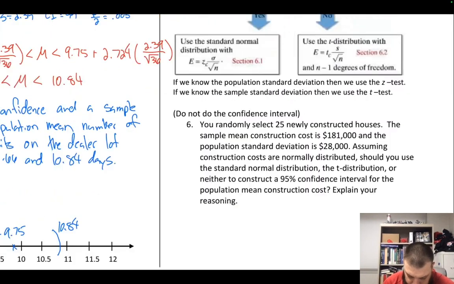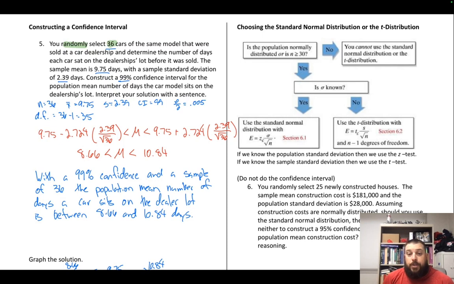All right, last one here. So determining, do we use the standard normal distribution or a t distribution? So is the population normally distributed? No, you can't use standard normal distribution or t distribution. Either the start is the same, right? Either it needs to be normally distributed or our sample size is greater than 30. If it's no, we can't do either. And then you just look, hey, is our population standard deviation known? Yes, we use normal. No, we use t.